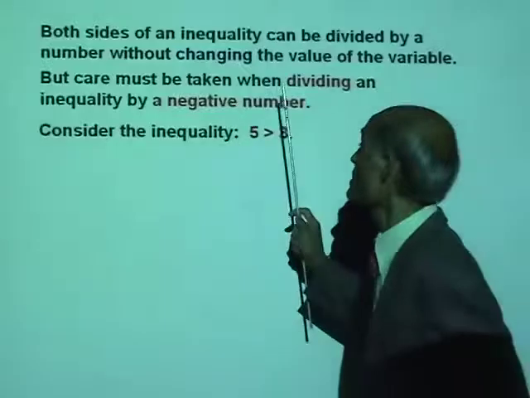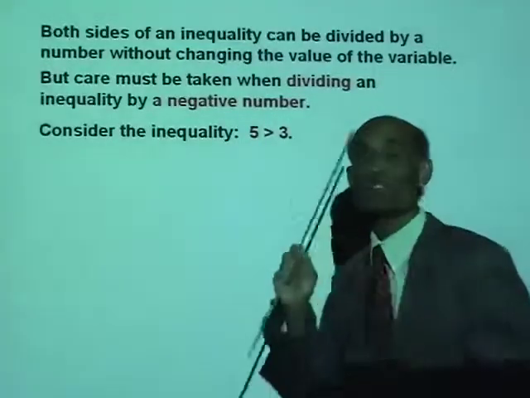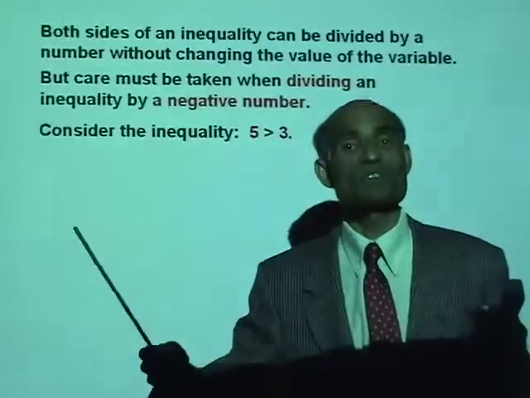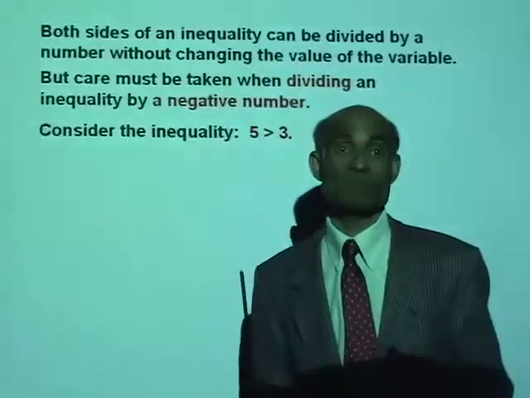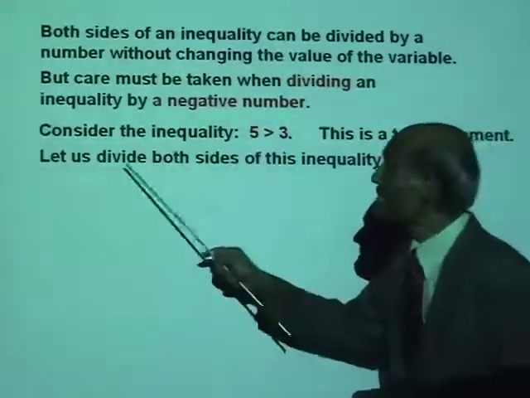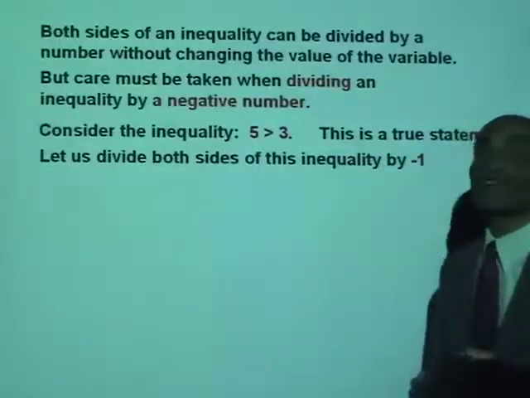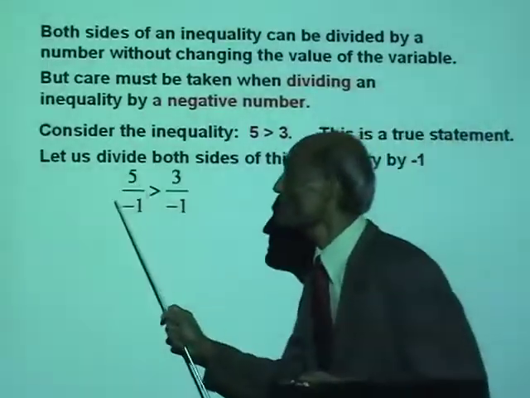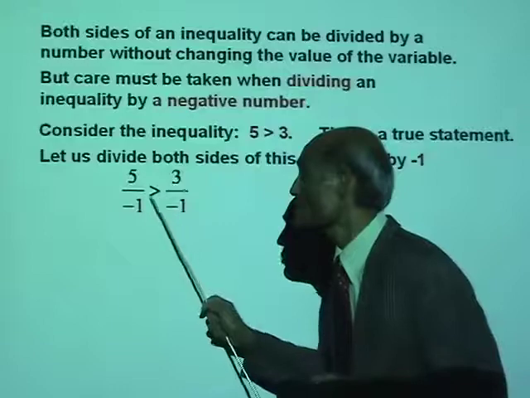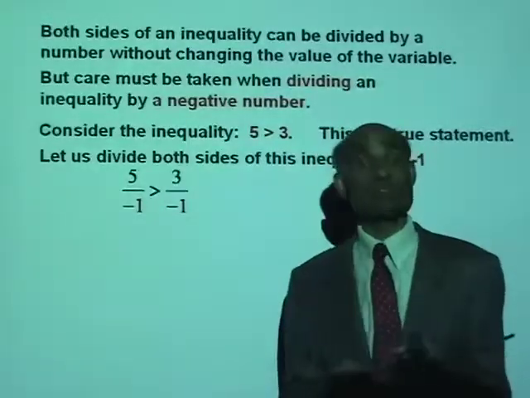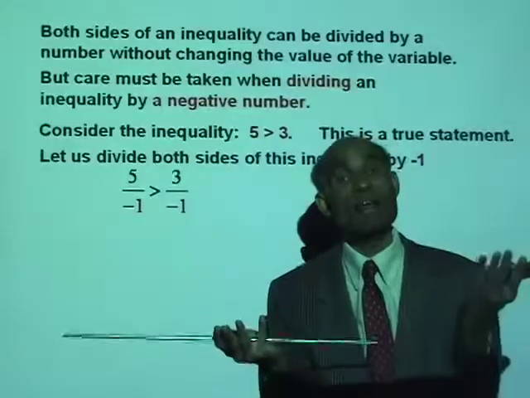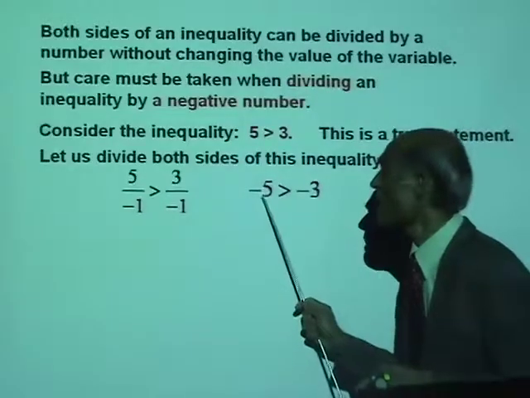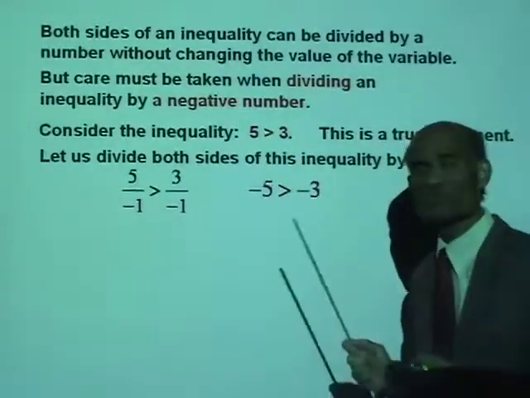Let's look at the inequality 5 > 3. Is that a true statement? Yes, it is. 5 is greater than 3 is a true inequality statement. All right. Let's divide both sides of this inequality by -1 and see what happens. 5 divided by -1 is greater than 3 divided by -1. We divided both sides by -1. Now, what does it tell you? It tells me -5 > -3.